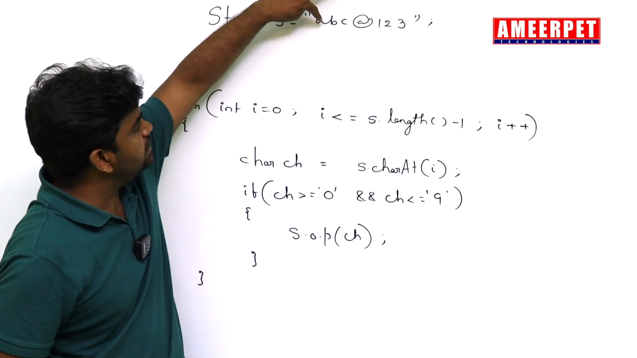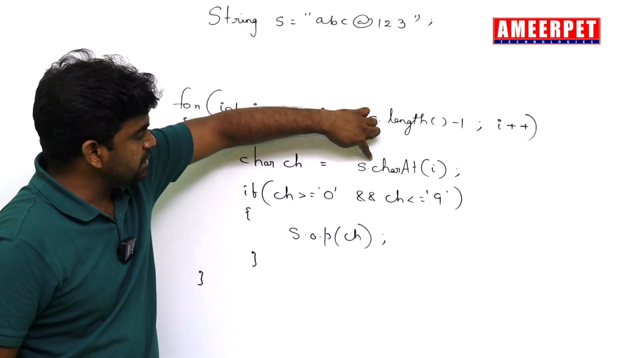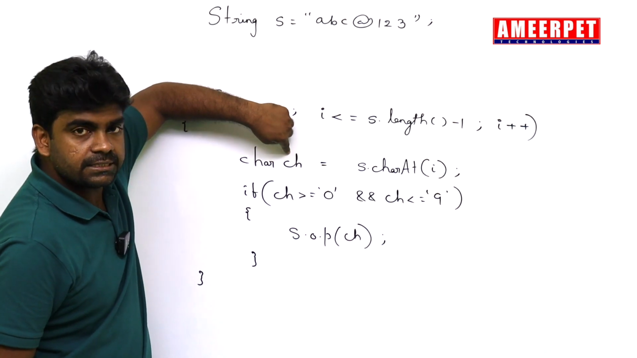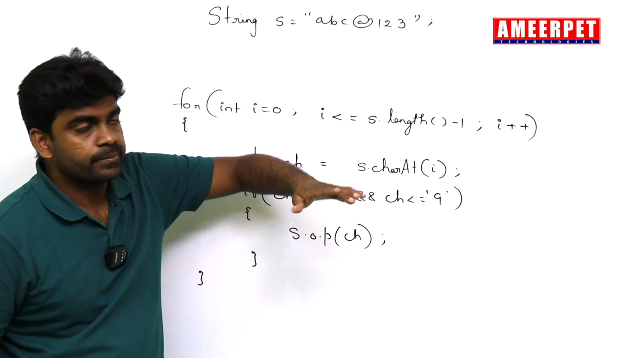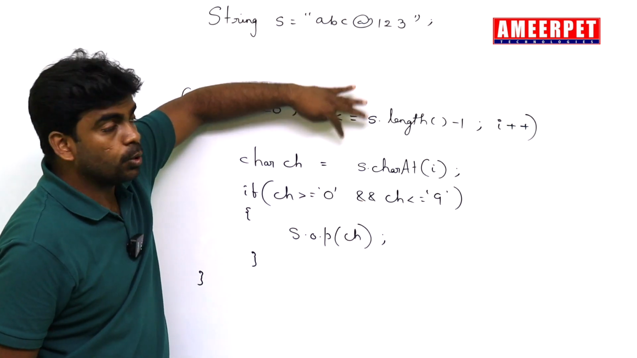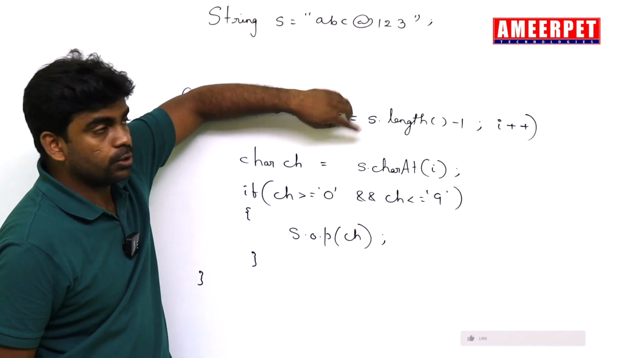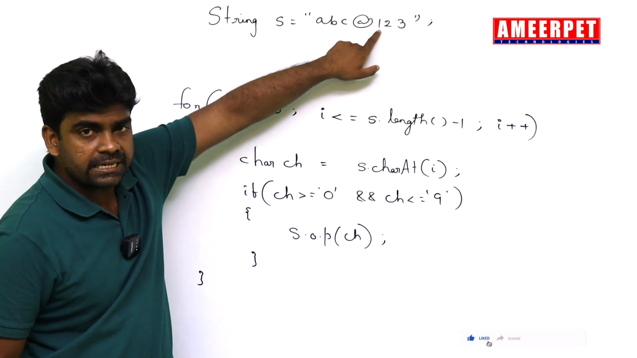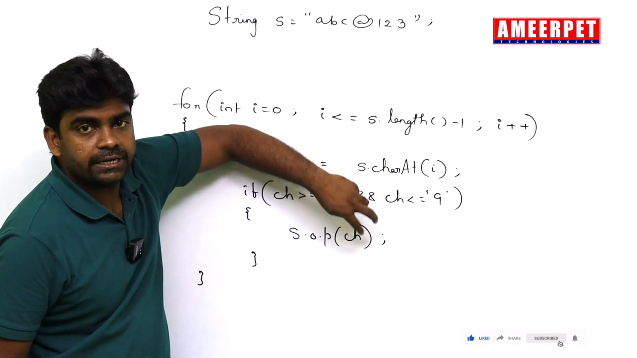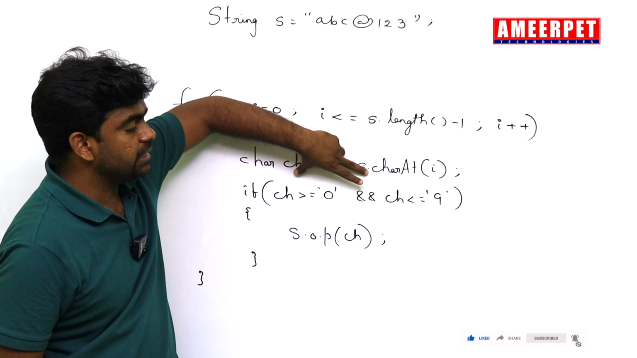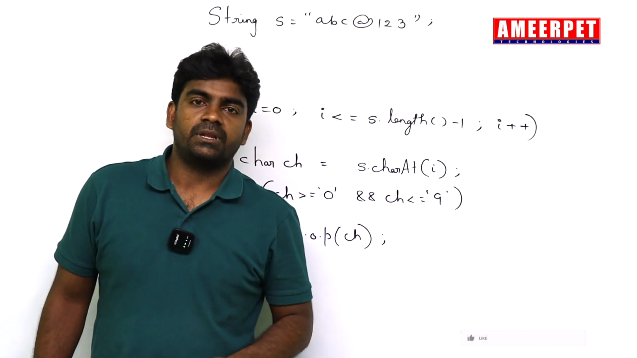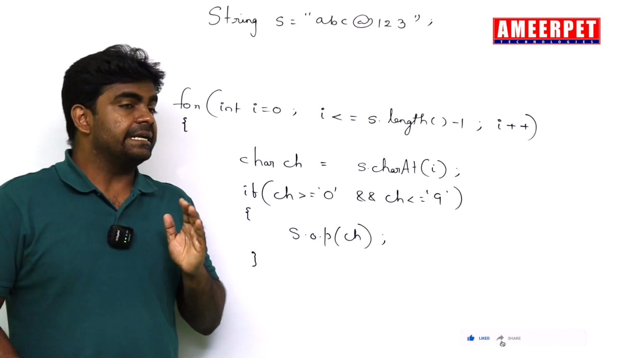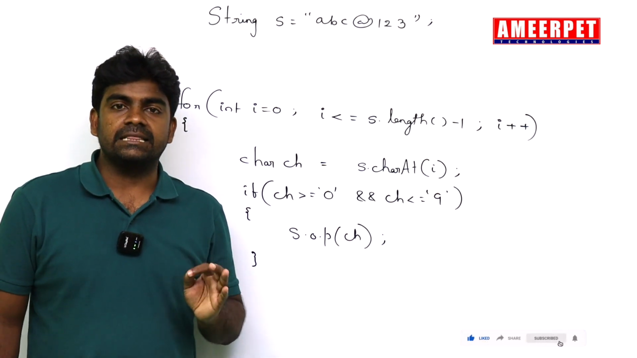See, the first one will check A. First A will go and be stored into this ch. Is it in the range of 0 to 9? No, it will not display. Next one is B. No. C. No. At the rate. No. Next one, yes, 1 is within the range. It will display. 2 is within the range. It will display. 3 is within the range. It will display. This is how we can display only digits in the given string.